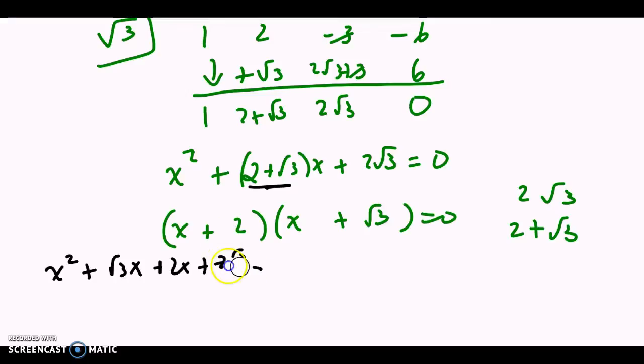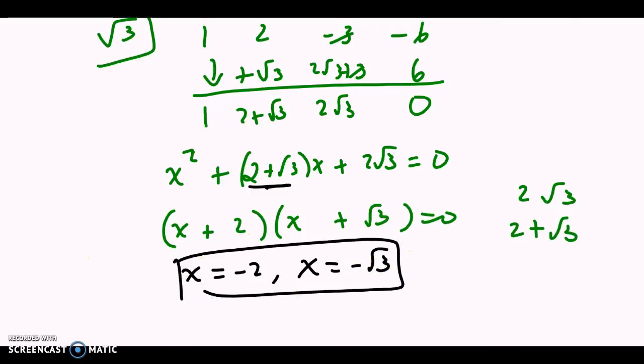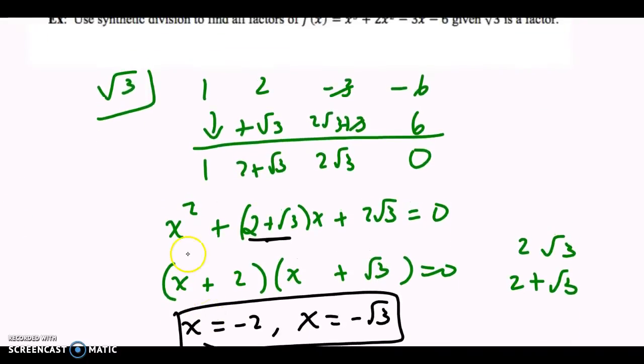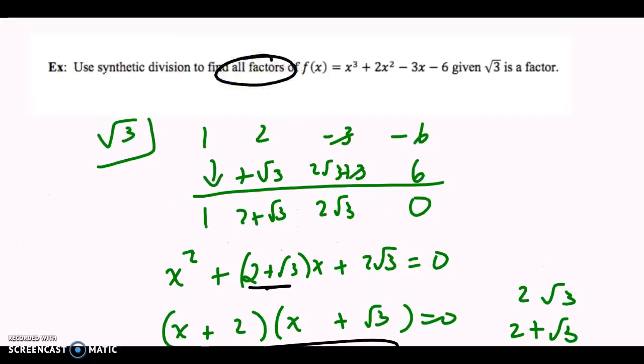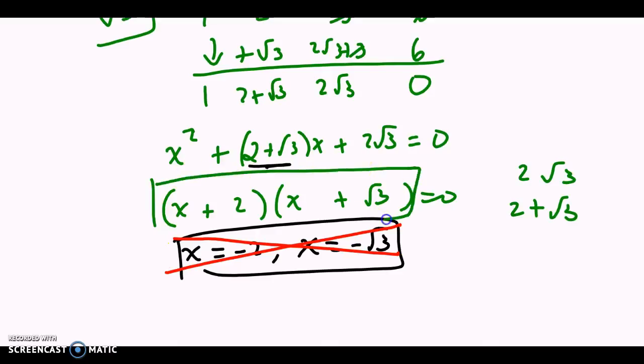Now let me go ahead and finish up the problem here. To find the roots, I'll set x plus 2 equals 0, and I get x equals negative 2. I'll set x plus root 3 equals 0, and I get negative root 3. There's my remaining zeros. Now, it does say to find the factors, so I did too much work here, guys. I checked the problem, it said to find all factors. So let me cross out this part in red, because that would not be the answer. It's going to be this part in green, are the rest of the factors.